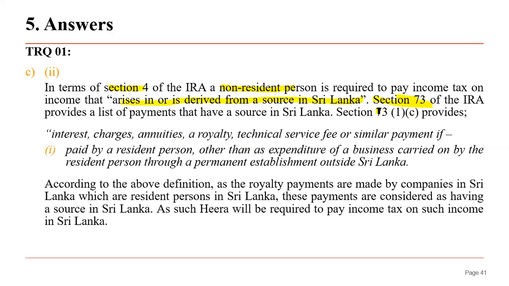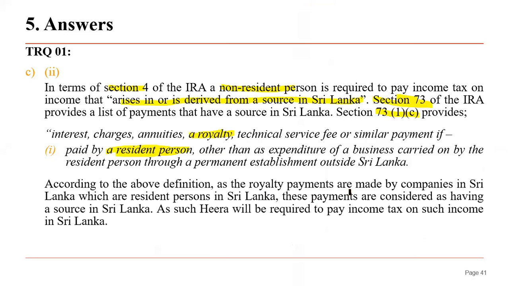And section 73 1C provides that royalty paid by a resident person has a source. Royalty paid by a resident person has a source. Accordingly, under the above definition, royalty payments made by a company in Sri Lanka, which is a resident person in Sri Lanka, are considered as having a source in Sri Lanka, and Hera is required to pay income tax in Sri Lanka because they have a PE.